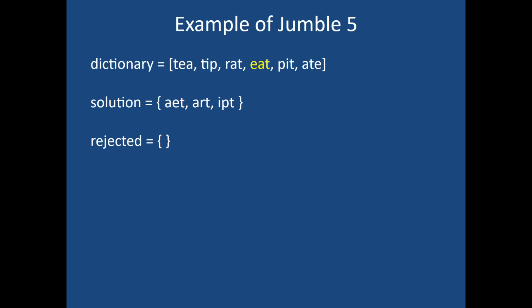Okay, now we get to eat. What's eat going to sort to? AET, and we don't have to do any permutations at that point. It's just sitting in solutions. So we go to rejected. We look at pit, that goes to IPT, that's in solutions, so it gets kicked out. And then we see ate, AET is already in rejected, so we ignore it as well.